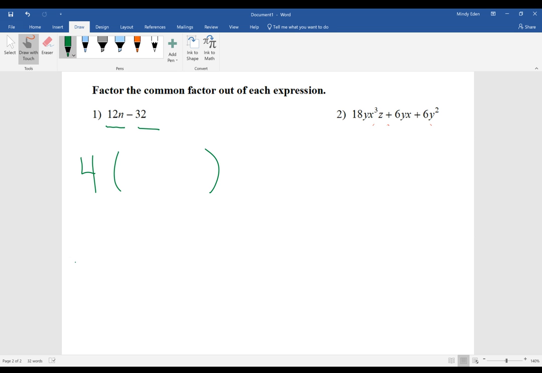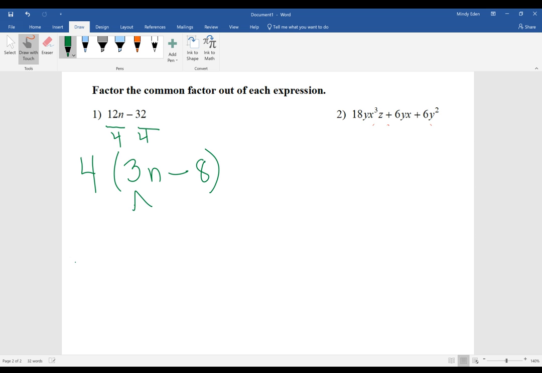Now, the first term has an n and the second term does not. So they do not have any letters in common. So 4 is the only common factor. So I need to divide both of those terms by 4 mentally. So 12 divided by 4 gives me 3n, minus 32 divided by 4 is 8.